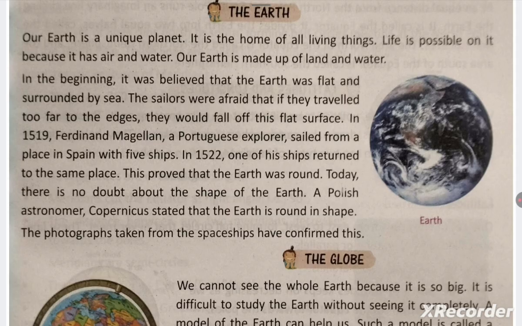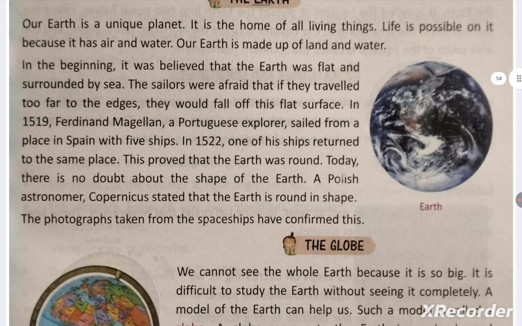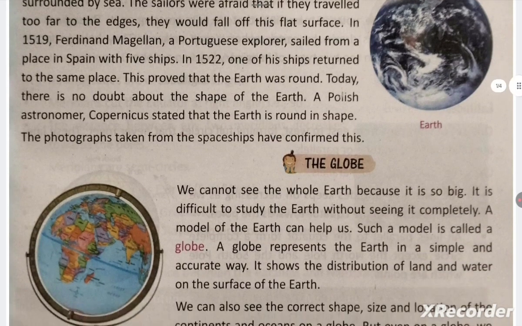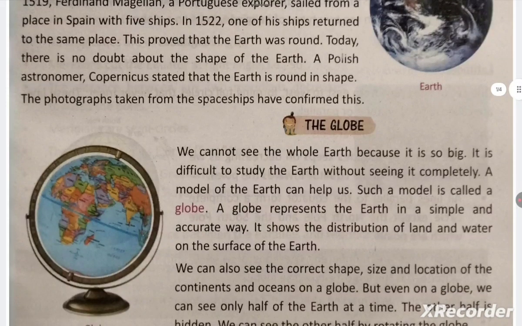Today, there is no doubt about the shape of the earth. A Polish astronomer, Copernicus, stated that the earth is round in shape. The photographs taken from the spaceships have confirmed this.